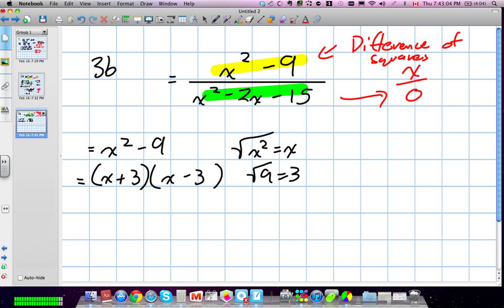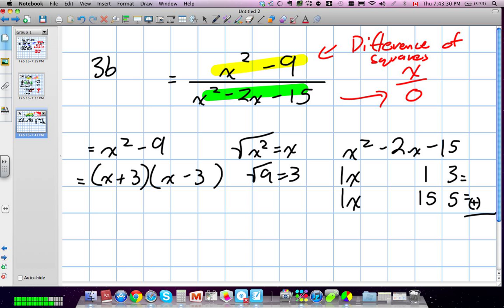Now let's do this one on the right. X squared minus 2x minus 15. So what do I do first? You find the factors of x squared, which are 1x and x. And then factors of 15: 1 and 15, and 3 and 5. Then what do they have to do? They have to add up to negative 2. Good. So what pairing would we use? The 3 and the 5. Yeah, that's right. 1x times 3, 1x times 5.